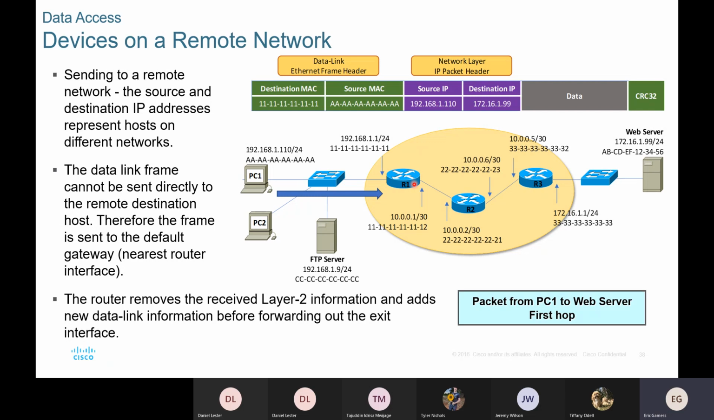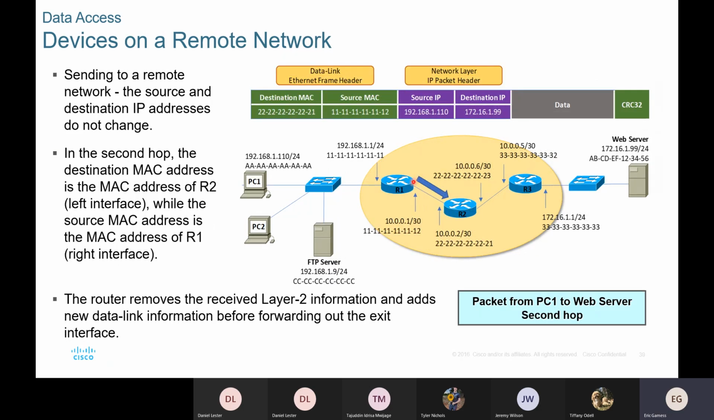Okay, let's see the second hop. So here, R1 will do the second hop. R1 will check its routing table, and its routing table will say, if you want to reach the web server, you have to send the packet out this interface to R2, which is 10.0.0.2. So in this hop, as I told you, the source IP address and destination IP address are not going to change. So the source IP address will be the IP address of PC1, and the destination IP address will be the IP address of the web server.